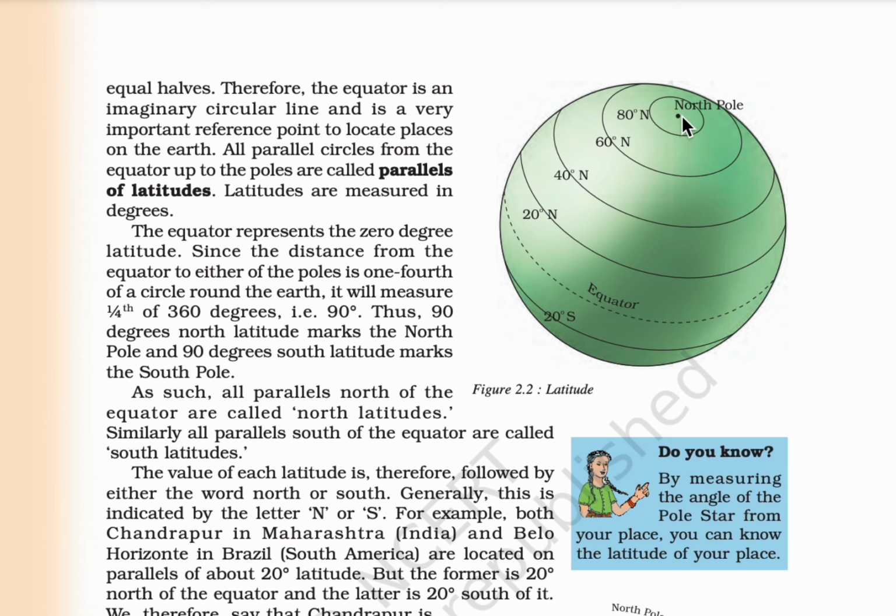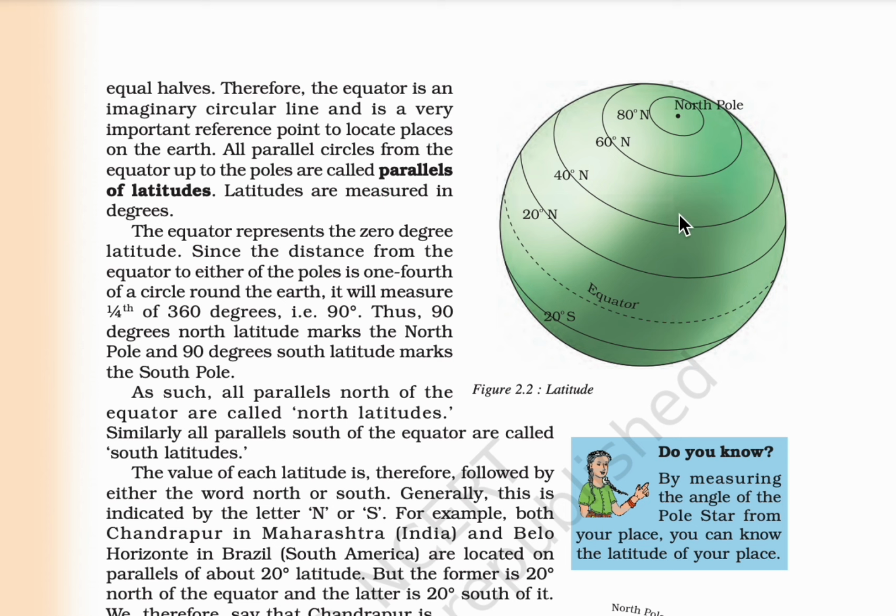Assume from the north pole we are drawing a line to the middle of the equator, from here to here, so it is a 90 degrees angle. So the 90 degrees north latitude is called the north pole and the 90 degrees south latitude is called the south pole. The latitudes present in the northern hemisphere are called north latitudes and the latitudes present in the southern hemisphere are called the south latitudes.